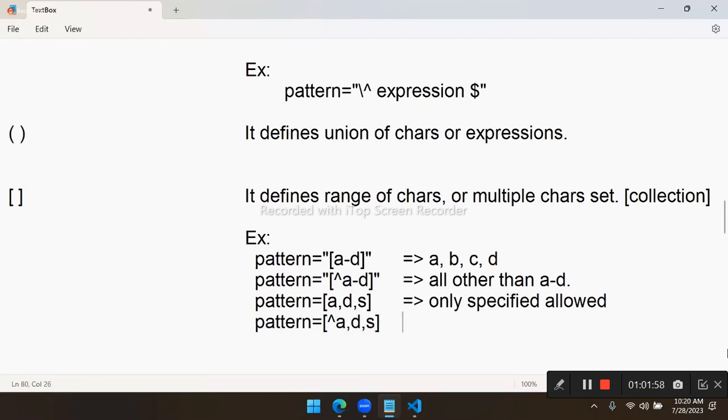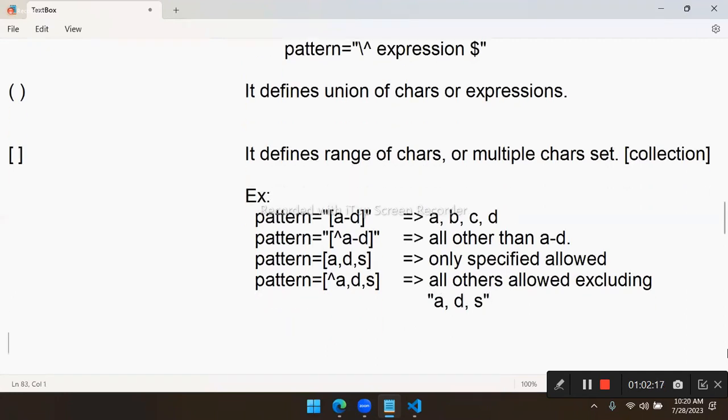What does this mean? All others allowed. Allowed, excluding specified. Excluding what? A, D and S. All others allowed excluding ADS. That's how you define. So that is the pattern.